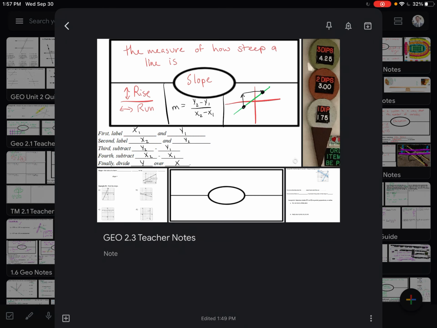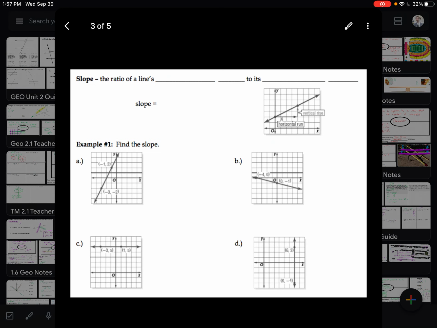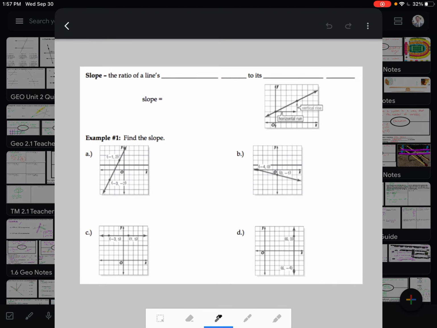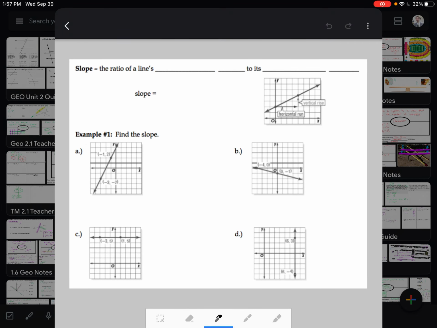All right, so on to our next one here. Again, another way to say slope is it's a ratio of a line's vertical, so up or down, rise, to its horizontal, or left to right, run.